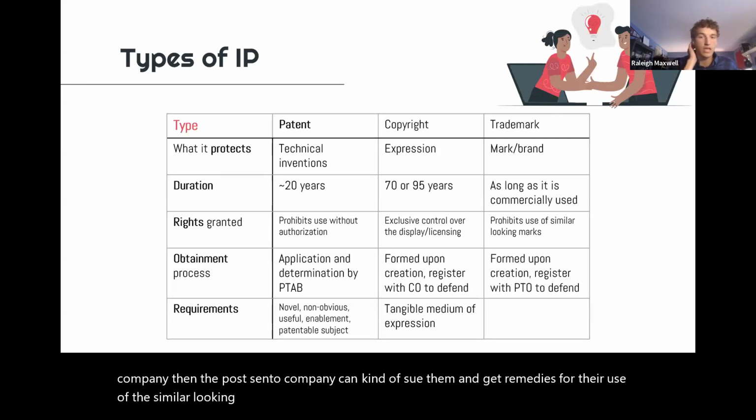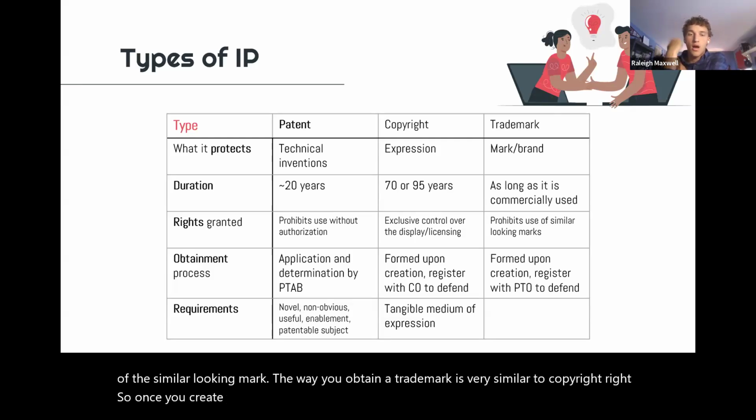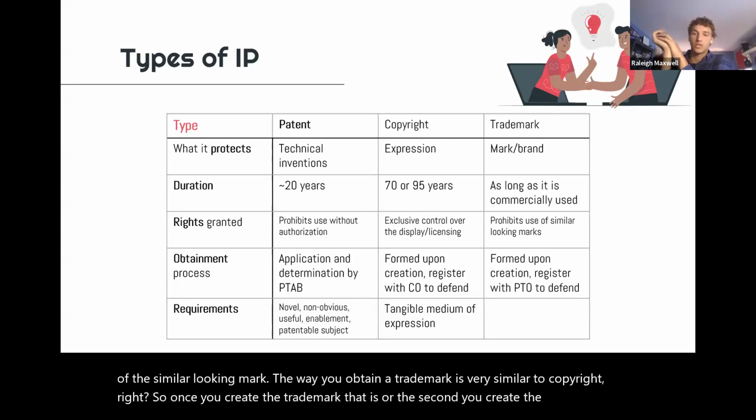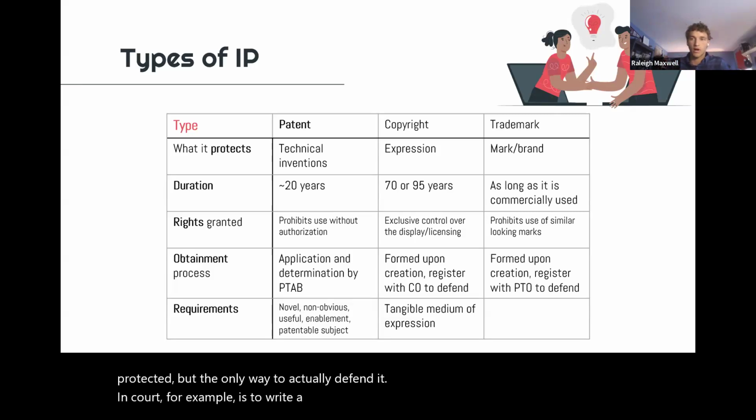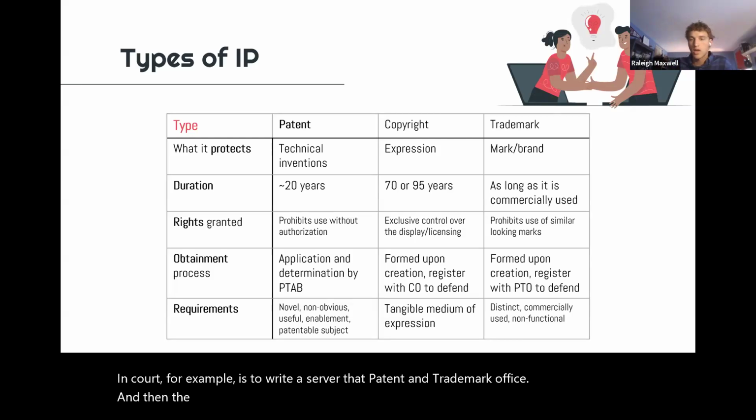The way you obtain a trademark is very similar to copyright, right? Once you create the trademark, or the second you create the trademark, it is protected. But the only way to actually defend it in court, for example, is to register with a patent and trademark office. And then the requirements for trademarks, there's three.